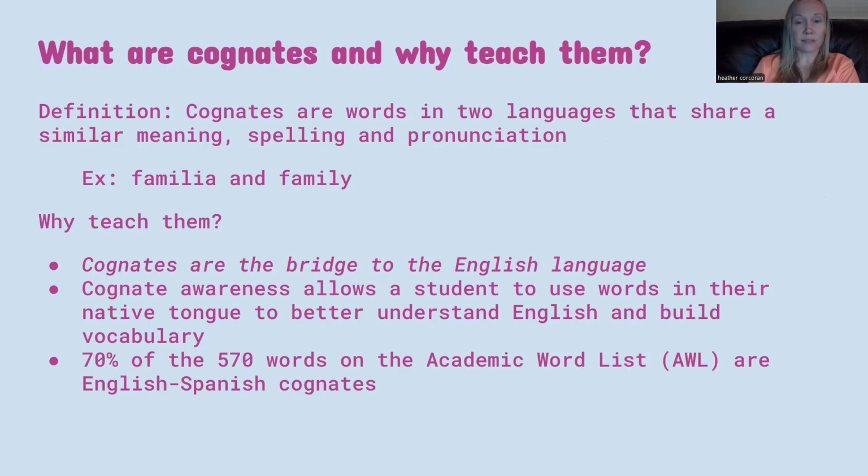Cognate awareness allows a student to use words in their home language to help them better understand English and build out that vocabulary. And in the classroom, when we've done our job and explicitly taught those cognates, we are ensuring that 70% of the 570 words that they should know on that academic word list, they are familiar with and have a good understanding of what it means.